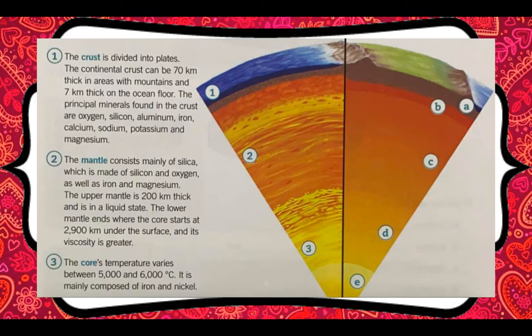Number 2, the mantle consists mainly of silica, which is made of silicon and oxygen, as well as iron and magnesium. The upper mantle is 200 kilometers thick and is in a liquid state. The lower mantle ends where the core starts at 2,900 kilometers under the surface, and its viscosity is greater. Number 3, the core's temperature varies between 5,000 and 6,000 degrees Celsius. It is mainly composed of iron and nickel.